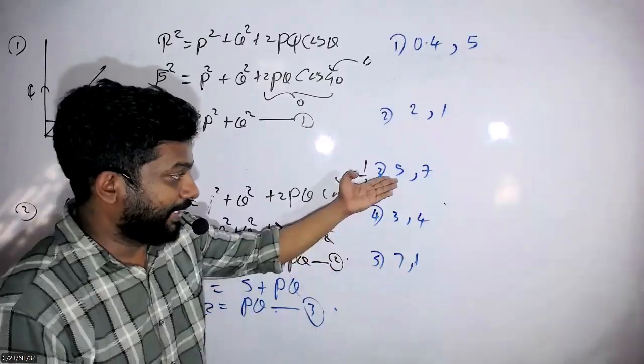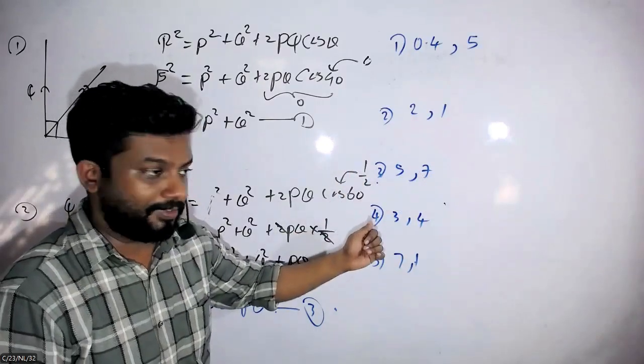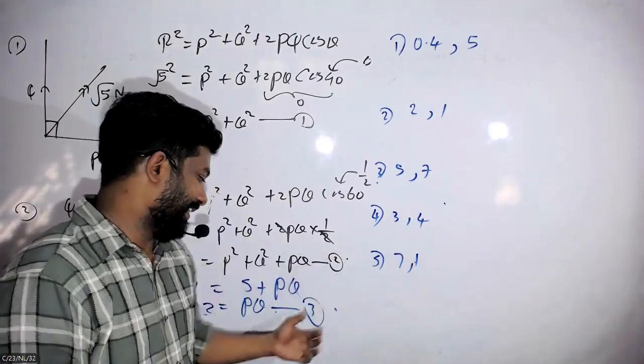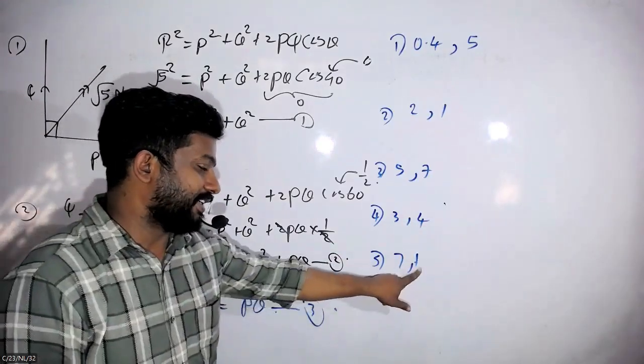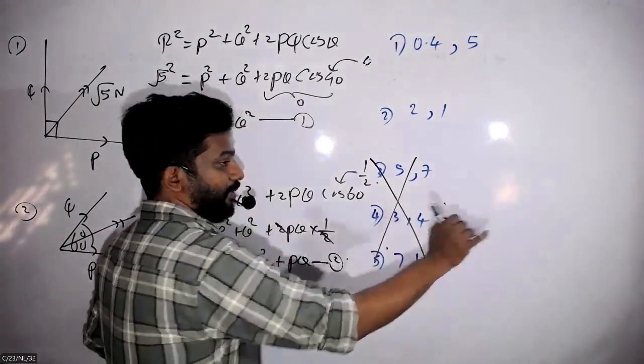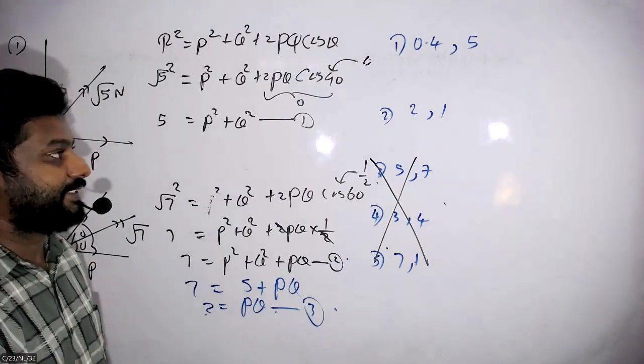These ones cannot, children. 5 into 7, 35, it is not equal to 2. 4 into 3, 12, it is not equal to 2. 7 into 1, 7. These three, then you can eliminate, we can exclude them, right.